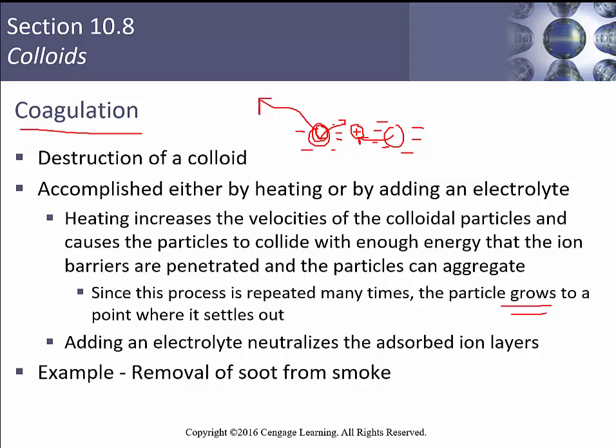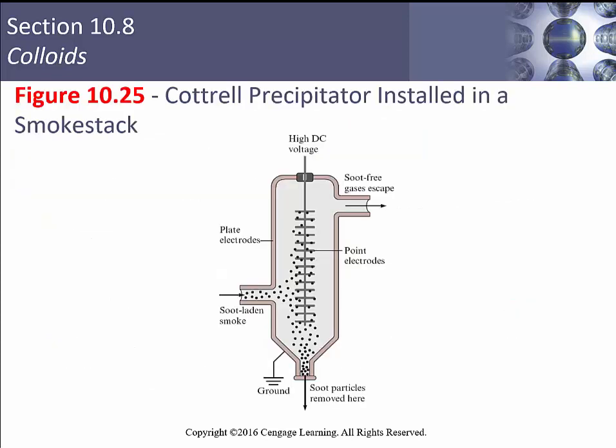For example, in the removal of soot from smoke. So Cottrell precipitator installed in a smokestack. You've got an electrical charge basically that you're putting onto it. So this guy is grounded. You've got some plate electrodes up here and some individual point electrodes. Right? As your soot-laden smoke, which is a colloidal suspension, goes in across these electrodes, those are going to act like an electrolyte would. It's going to remove some of those charges or cause that oppositely charged particle to be attracted to these point electrodes. And so those soot particles get removed down out the bottom, and then the soot-free gases are free to escape.